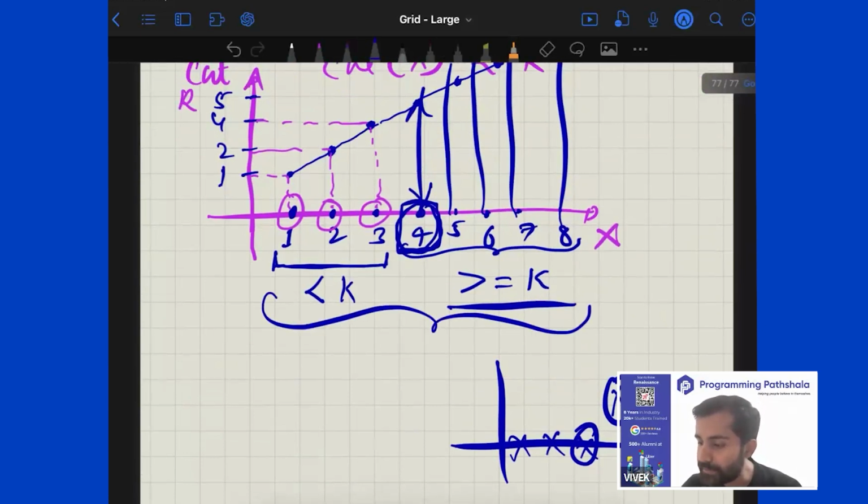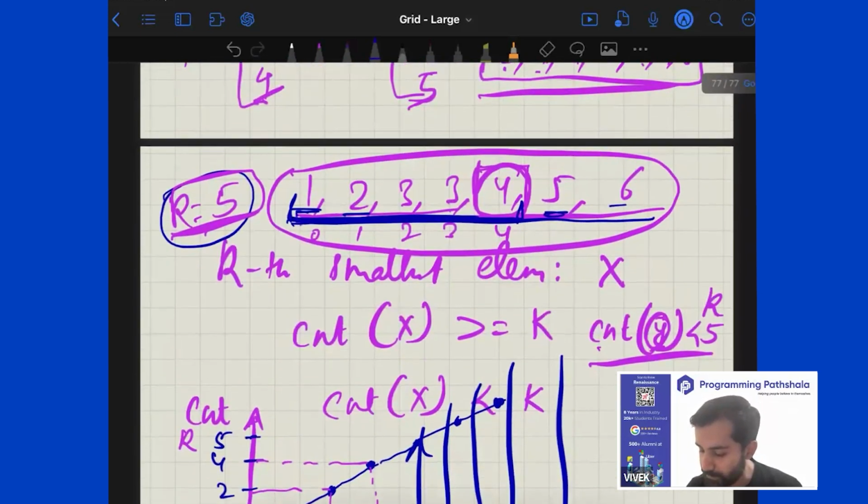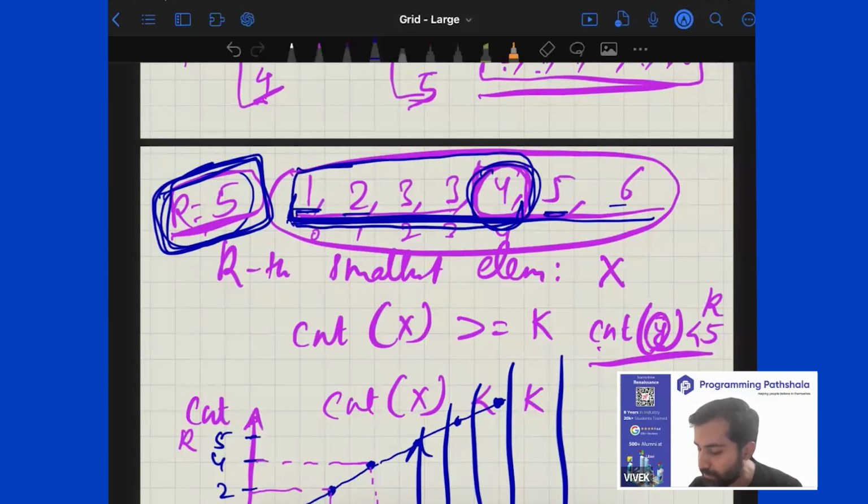Why won't 3 be the answer? For value 3, we are getting count 4. And what is the value of k? Is it 4? No, it is 5. So if something is your fifth smallest element, the number of elements which are smaller than or equal to that is 5, not 4. So for 3, the count is 4. That means 3 is smaller than your answer.